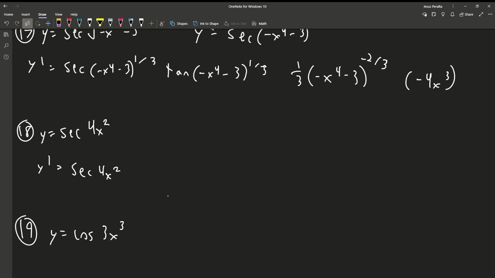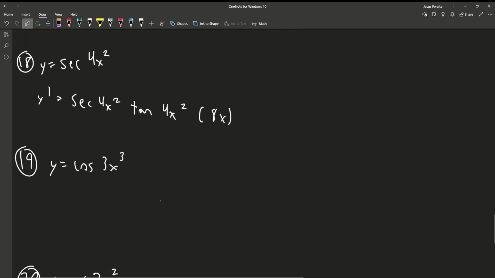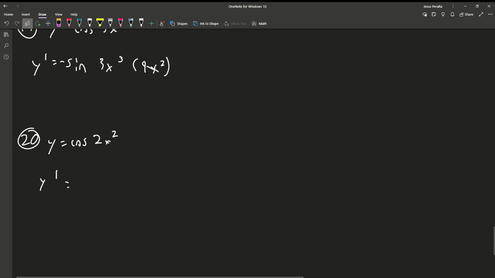Secant of 4x squared, tan of 4x squared, and then just the derivative. This should be even, so put a negative sign, 3x cubed times 9x squared. And this should be a negative sign, then 2x squared, and 4x. Yeah, that's basically it. You just move that up to the front. I'll be doing the other video later. Okay, that one's going to take one hell of a long time, so let's hope I can go through that one fast.